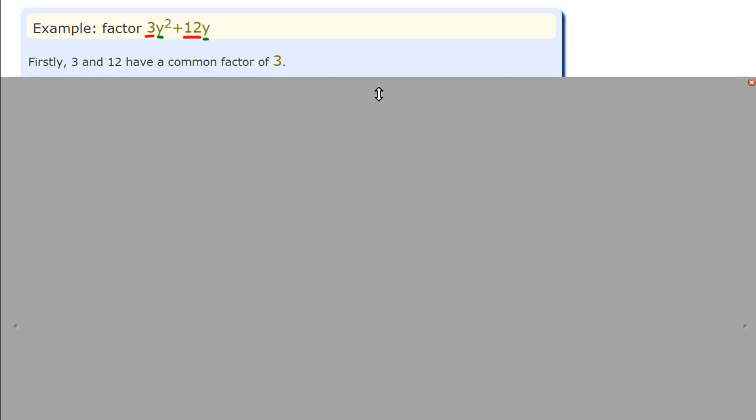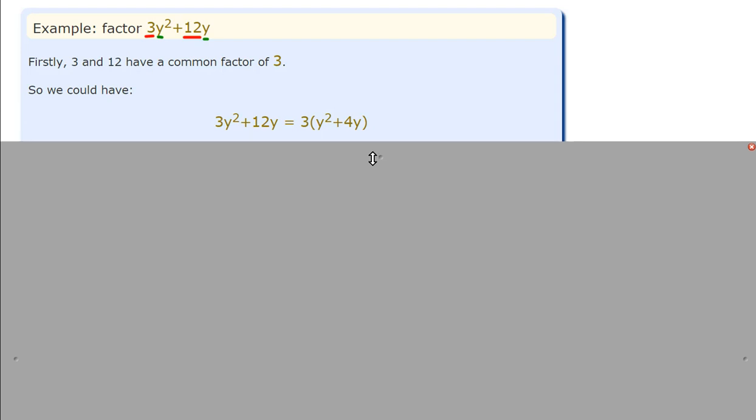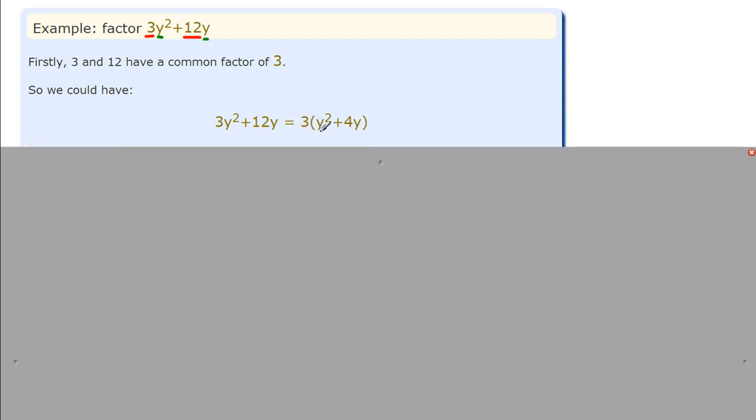Okay, so firstly, 3 and 12, they've got a common factor of 3. So we could factor it like this, right? We can take that 3 and we can divide it out of there. Oh, I should keep using my same colors here. Let's go back to red. I can take my 3 and I can divide it out of there, and I can take a 3 and divide it out of there. And that's what I end up with. So that is factoring, but it's not enough.